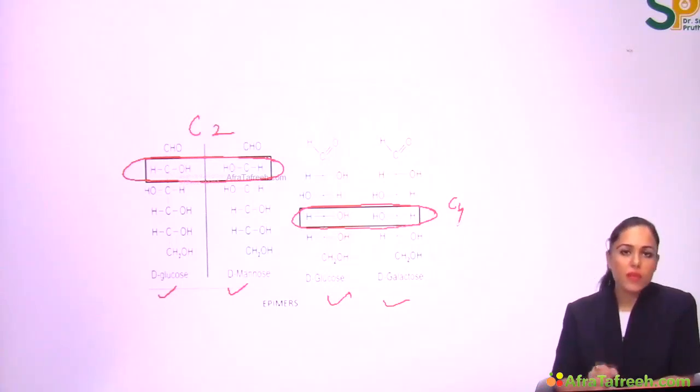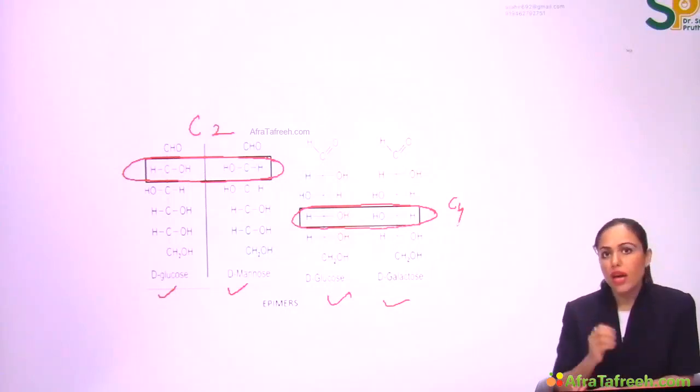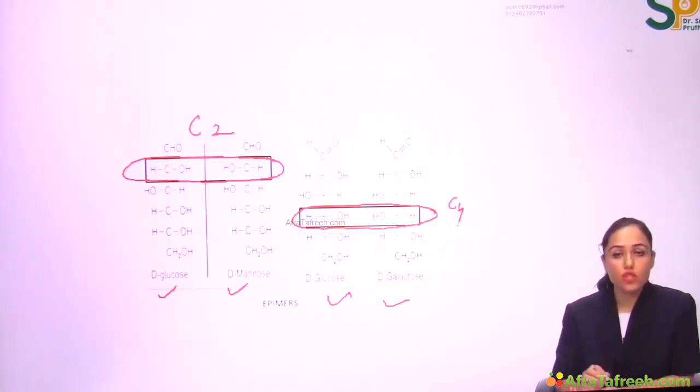And tell me, mannose and galactose, are they epimers of each other? Mannose and galactose are not epimers of each other because they differ in two carbons, that is C2 and also C4. And the definition of epimerism is different H and OH orientation around only one carbon other than the penultimate carbon.